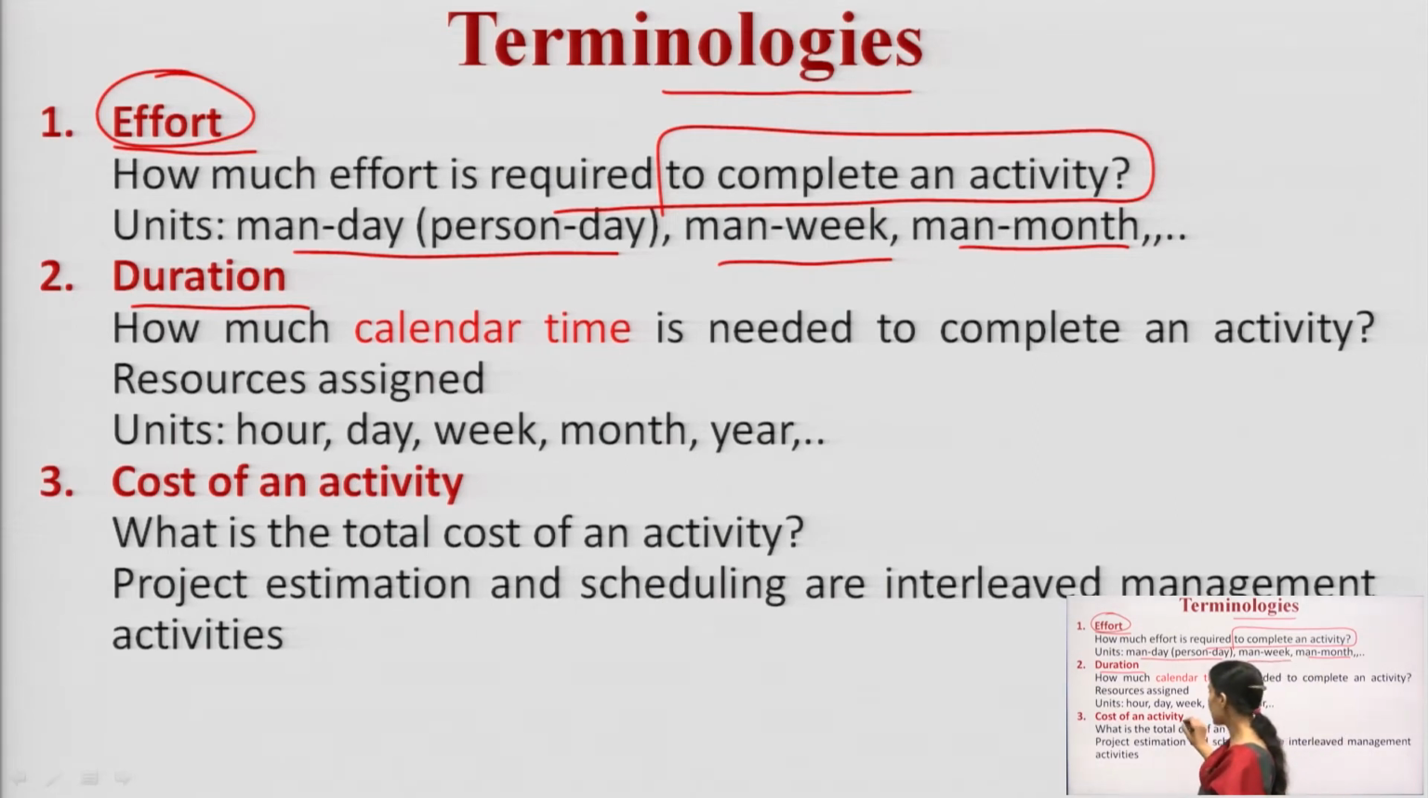Then the third parameter is the cost of an activity. What is the amount that I am going to pay if this activity is being done? If I am purchasing any software, how much amount am I going to pay? That is, what is the total cost of an activity? Project estimation and scheduling, how they are being interleaved, are known as maintenance activities.